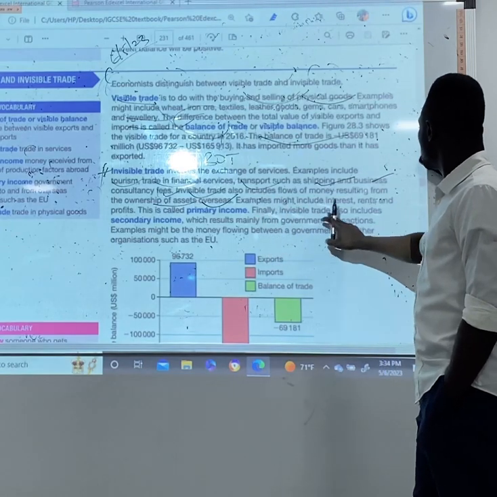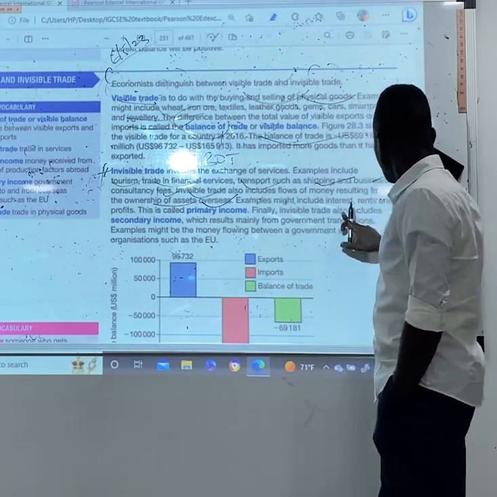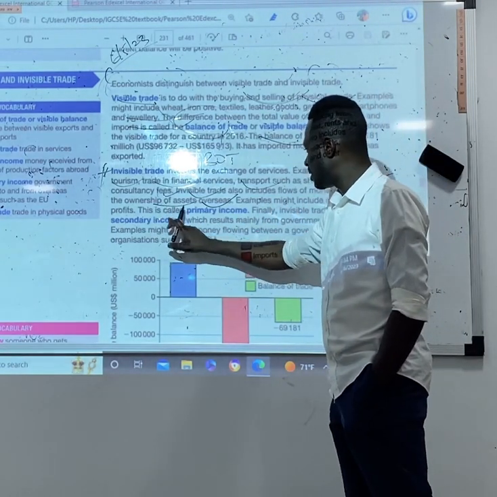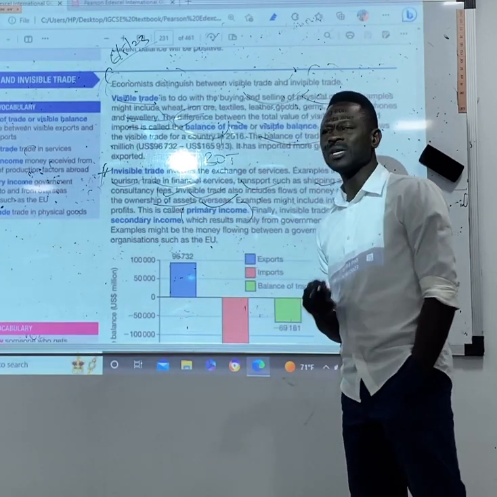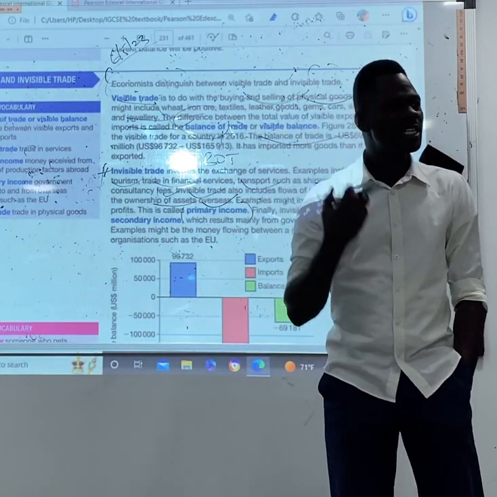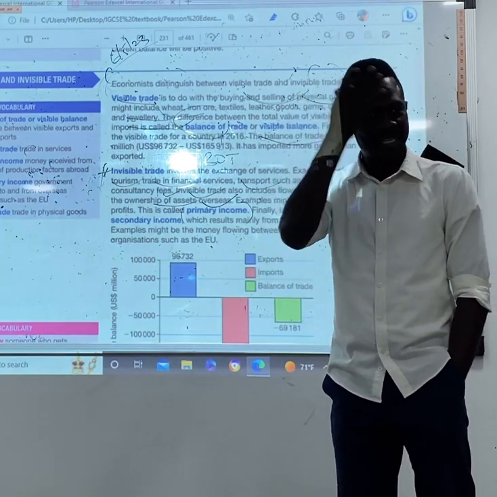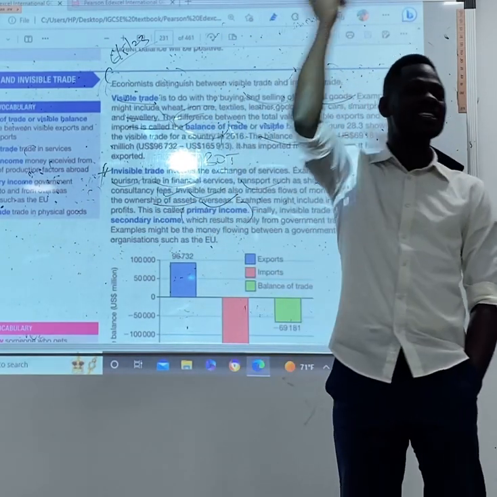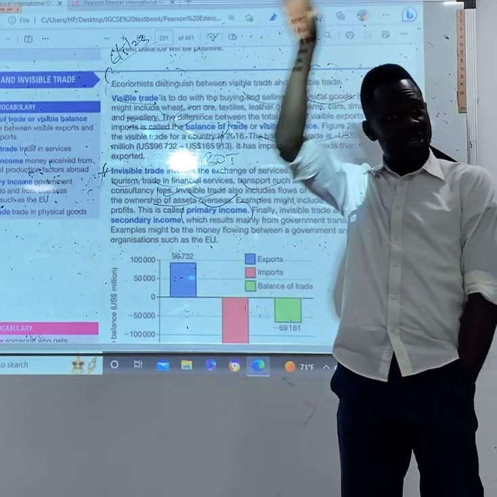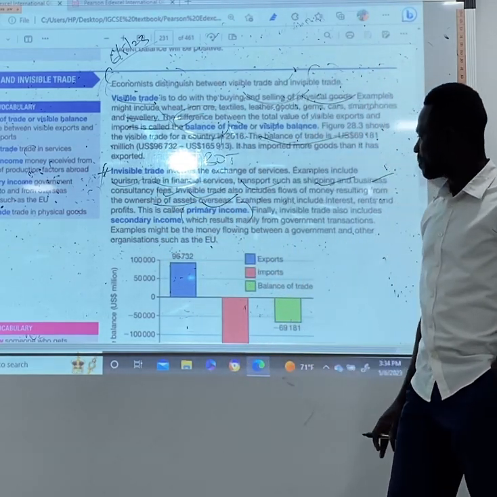So the examples include interest, rents, and profits. This is called primary income. So what is primary income? The return on your savings, the return on your assets abroad, the return you get are primary income. Do you understand primary income here?